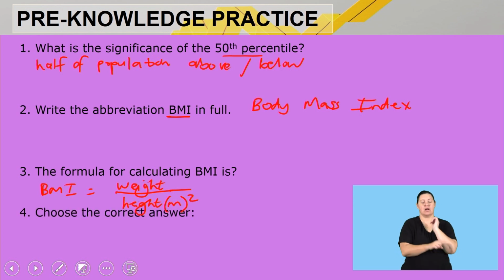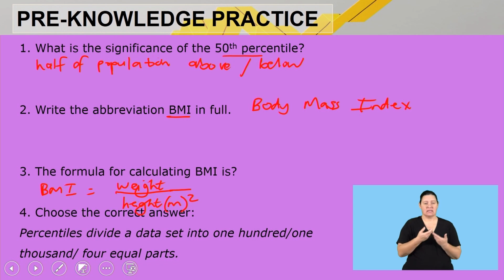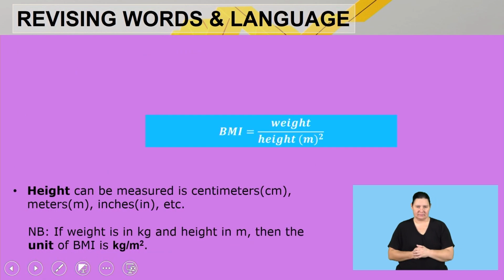And then the last question here, choose the correct answer. Percentiles divide a data set into 100, 1000, or 4 equal parts. As indicated earlier on, percentiles divide our data set in 100 equal parts. I hope that's clear to all of you.